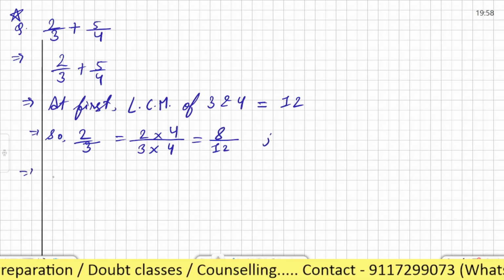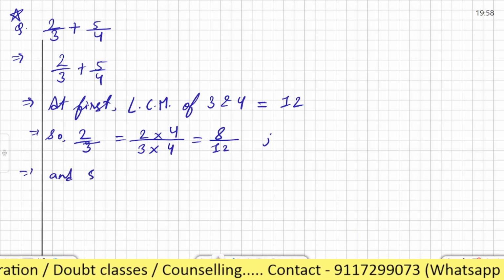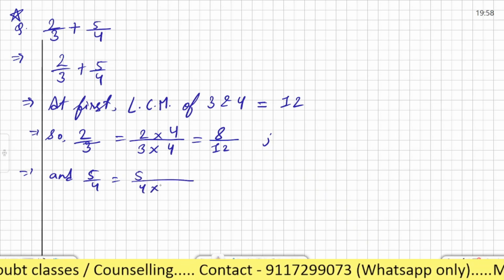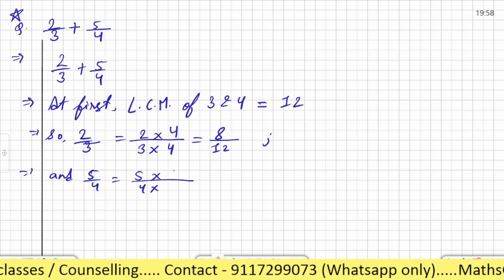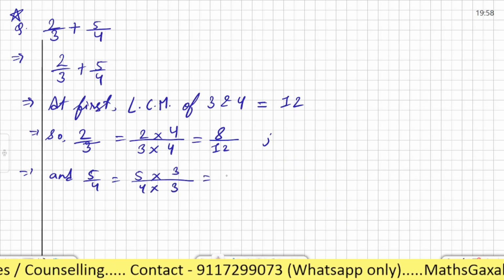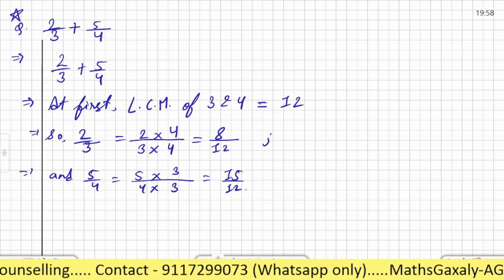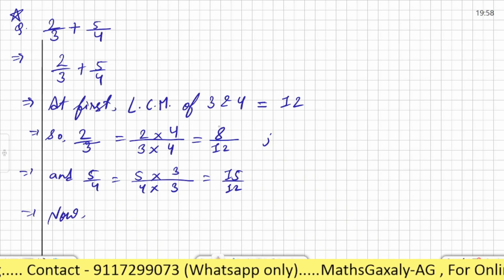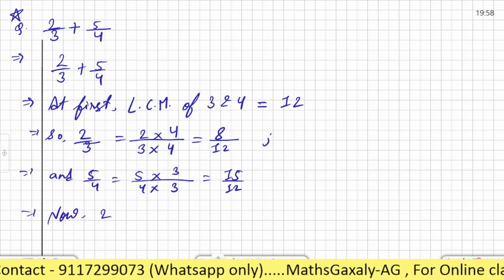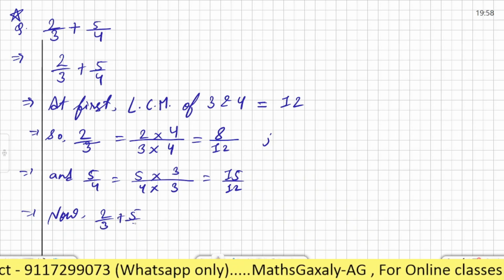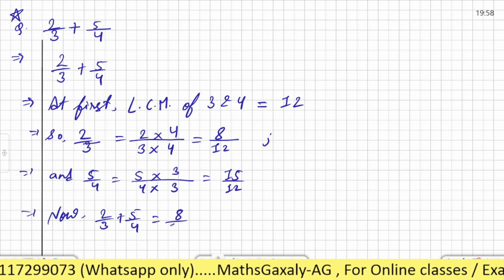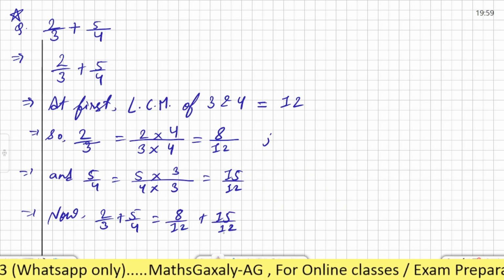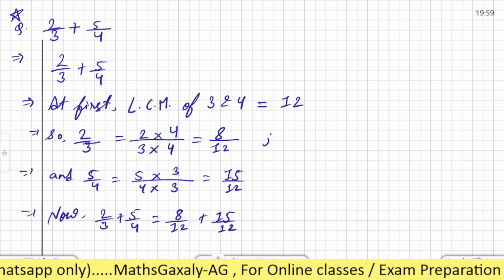Then you have to write here 5 by 4. Now make it 12. Tell me. 3 by 3. So 15 by 12. Then here you will write, this 2 by 3 and 5 by 4 will be written as 8 by 12 plus 15 by 12, right? Is it clear? Now let's see how we will do it.